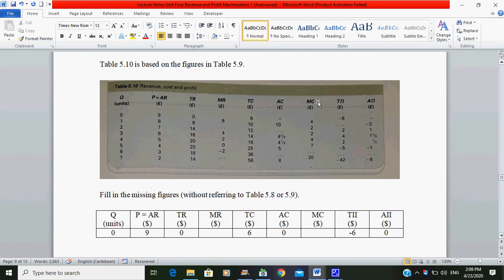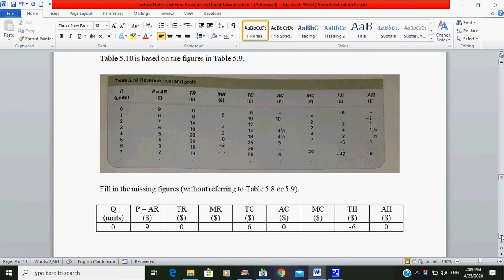To get average cost right here now, the first one is 6 divided by 0 gives you 0, right? 10 divided by 1 gives you 10. Then 12 divided by 2 gives you 6. 14 divided by 3 gives you 4.5, and so forth. Down here, it will be 36 divided by 6, which gives you 6, as you would see the completion right here.